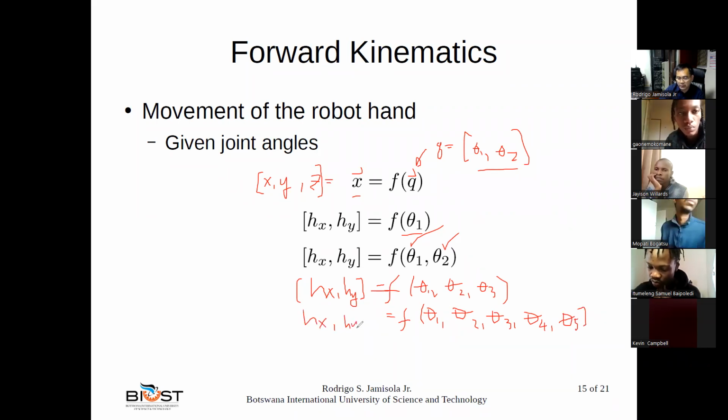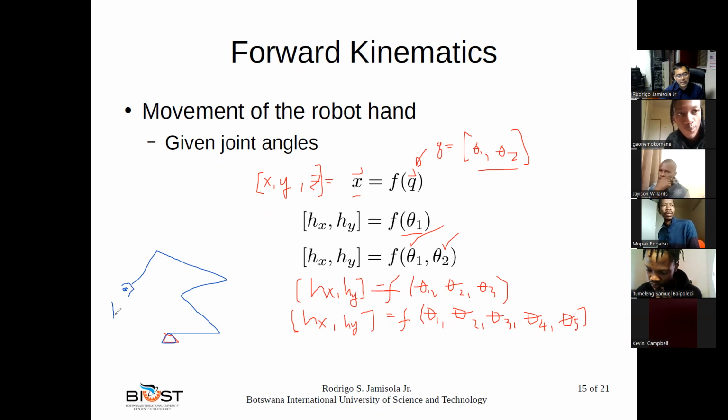So physically, what will it look like? Let's say you have a base robot like that. Let me just change the color. So this is your base, and maybe your joint 1 is here, your joint 2 is there, joint 3 is there, joint 4, joint 5 there, and then your hand still stays in the HX and HY coordinates, okay? You understand?